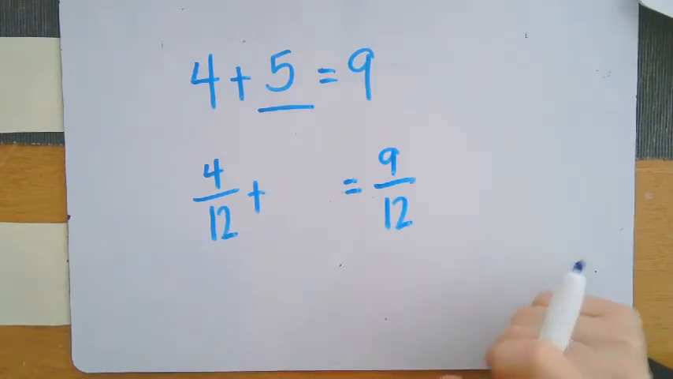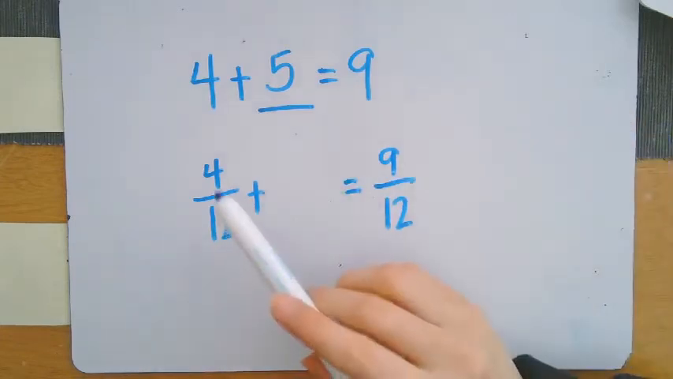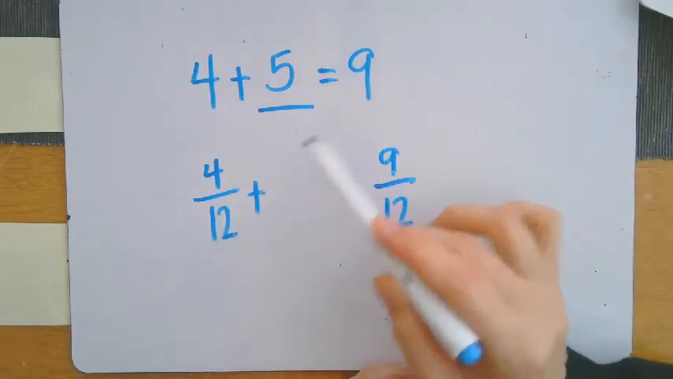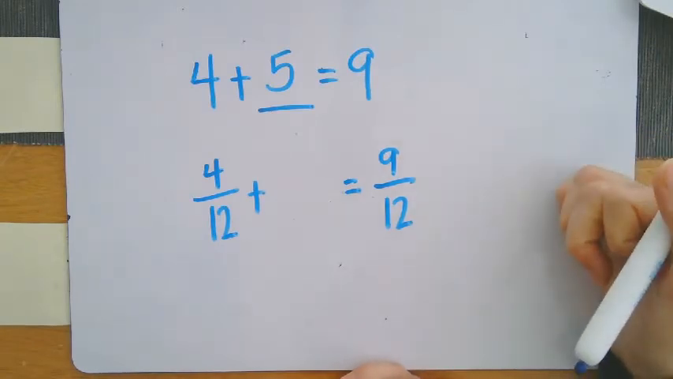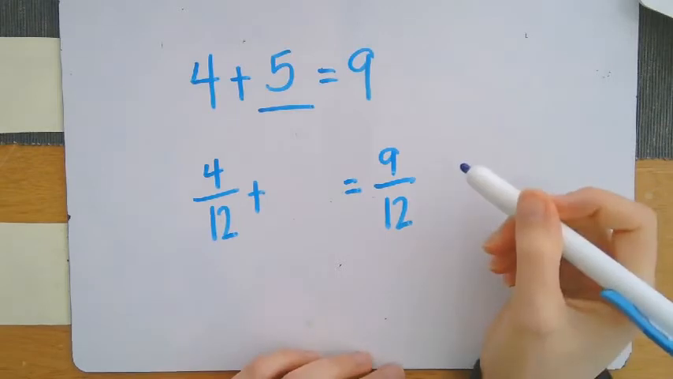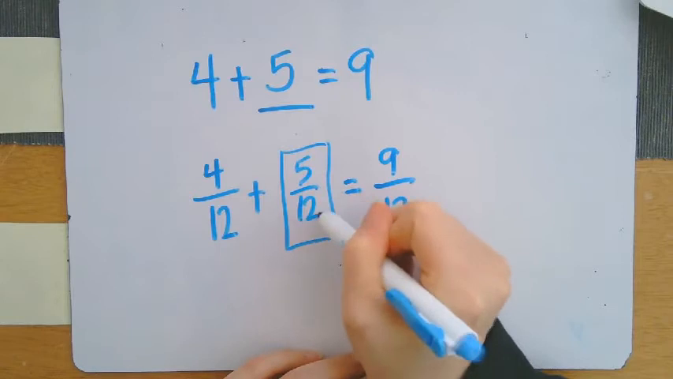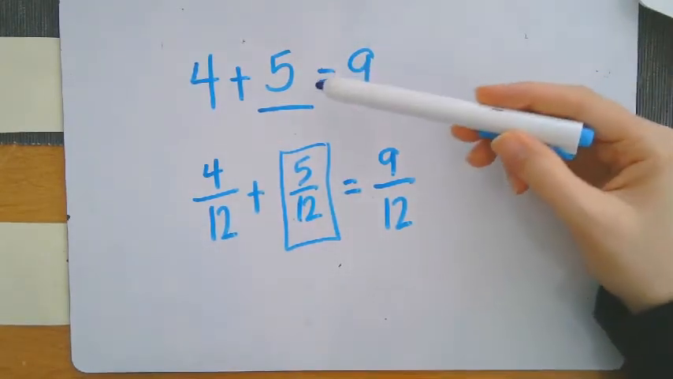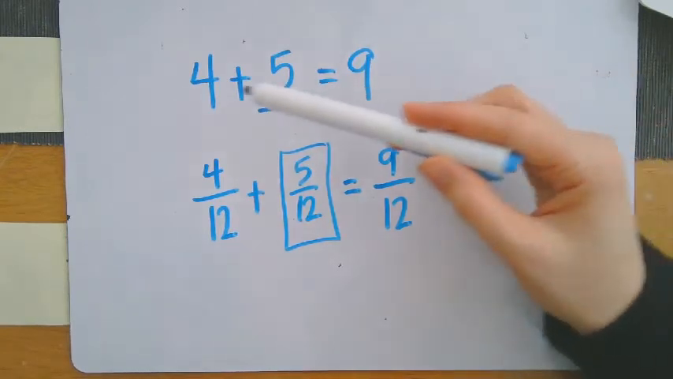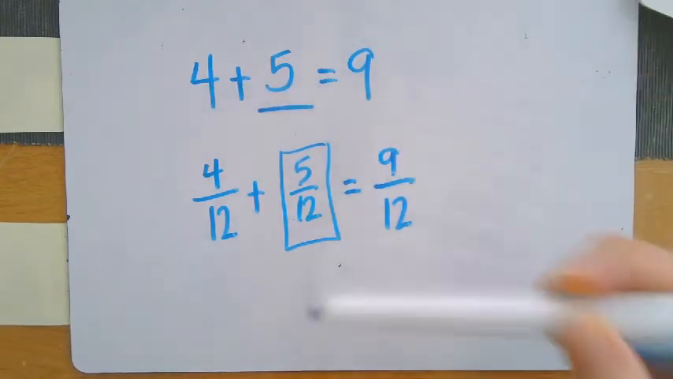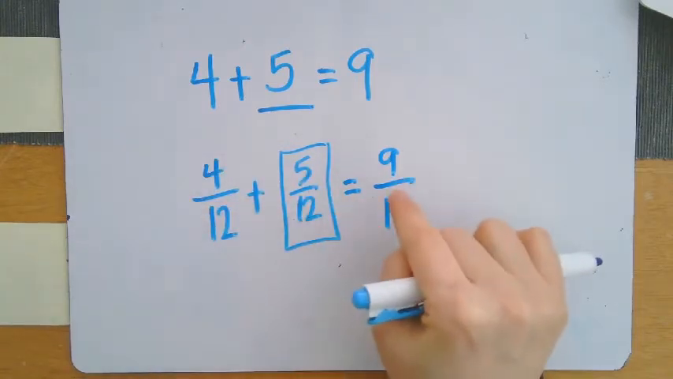All right, same kind of strategy, okay? Now we're just working with fractions. 4/12 plus what fraction would give you 9/12? 5/12. Okay, pretty similar to what we did up front with just our regular whole number addition problem. We know that 4 plus 5 gives you 9. Okay, you know that 4/12 plus 5/12 will give you 9/12.